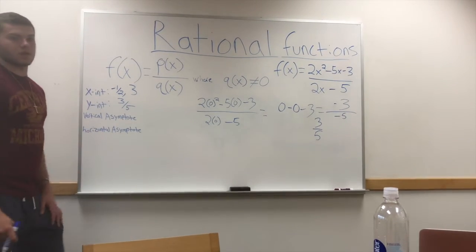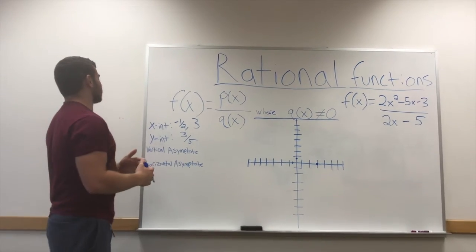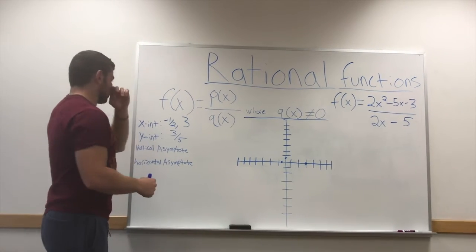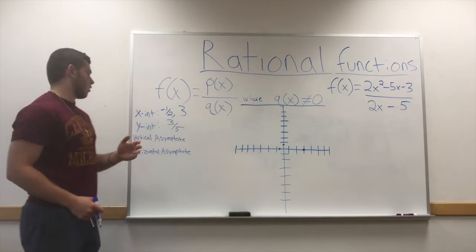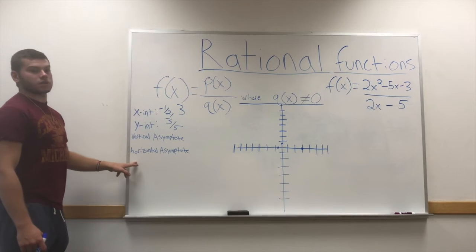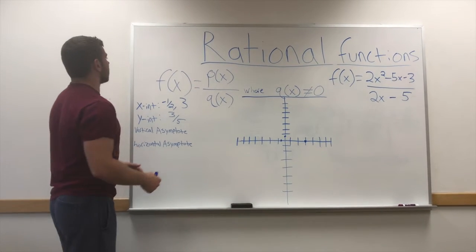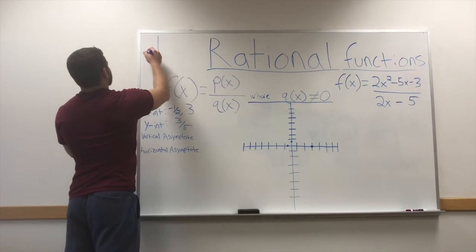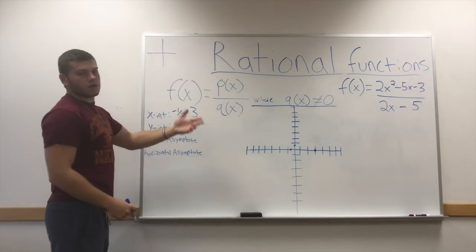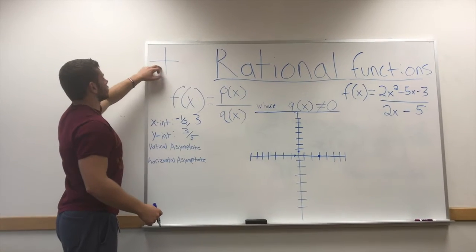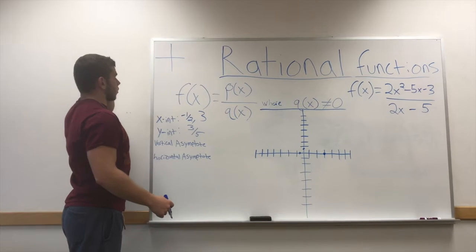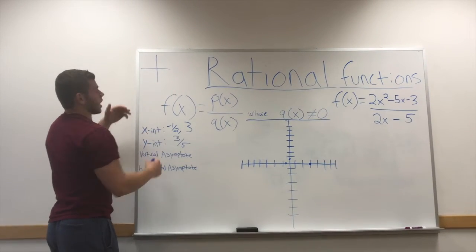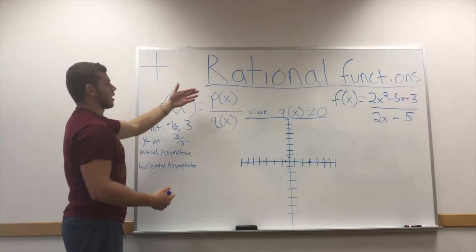Now let's find those asymptotes. Okay guys, so when we're graphing a rational function, what we're going to have to do is find something called the vertical asymptote and the horizontal asymptote. What those are, it's just really saying when we figure out our graph and everything, what two numbers we're going to have to not cross in order to have a rational function.